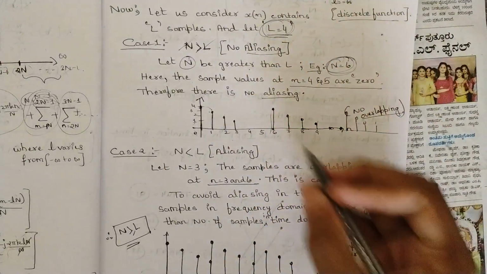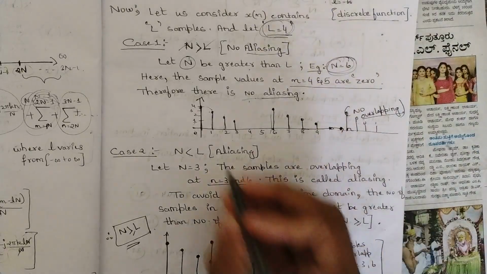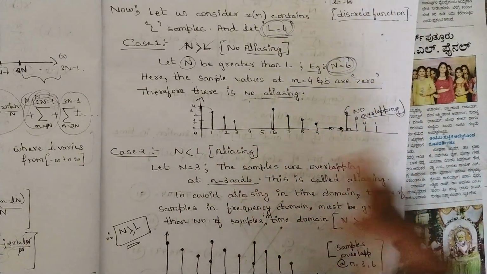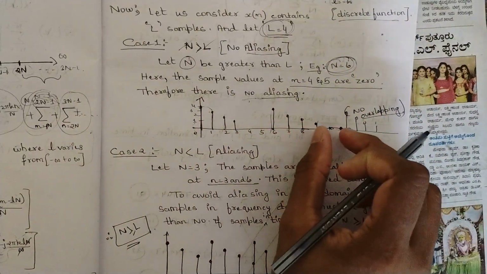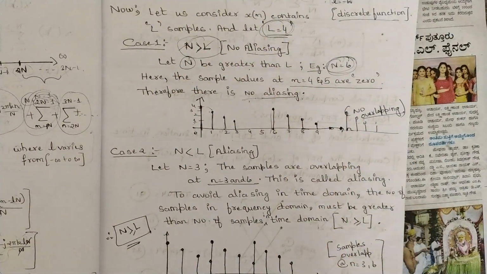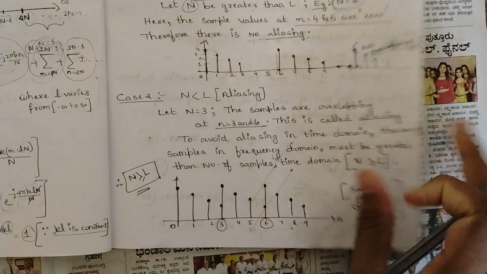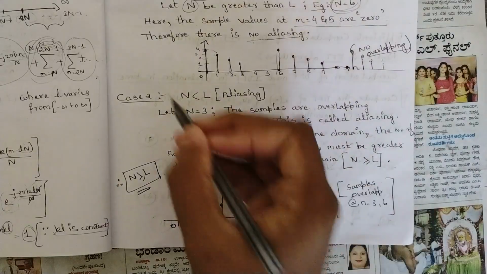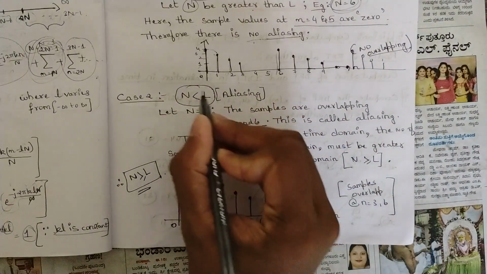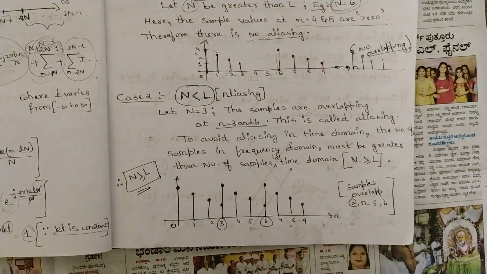So here we can say that there is no aliasing. Aliasing means overlapping is not there. Here we would be getting one periodic function with a certain gap, because here the condition is N is greater than L. So that's why here we have no aliasing. But when does this aliasing or overlapping occur? Whenever we have N less than L, this aliasing, that is overlapping, would be taking place.